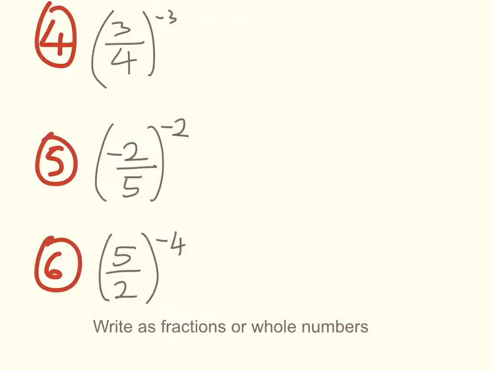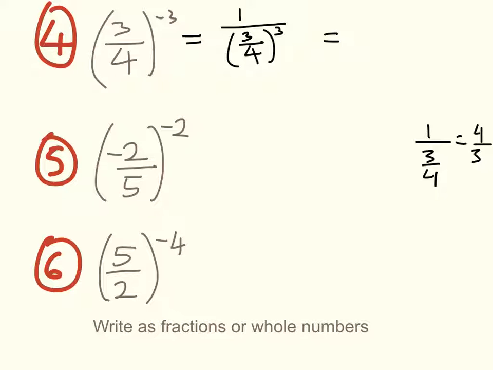Okay, so now we're working with fractions to the power of a negative number. And we can again start off by applying our definition. So this is 1 over 3/4 to the power of 3. But we know that 1 over 3/4 is equal to 4/3, right? That's how reciprocals work. So 1 divided by 3/4 is equal to 4 over 3. So what we've got here is simply 4 over 3 to the power of 3. And that gives me 64 over 27.